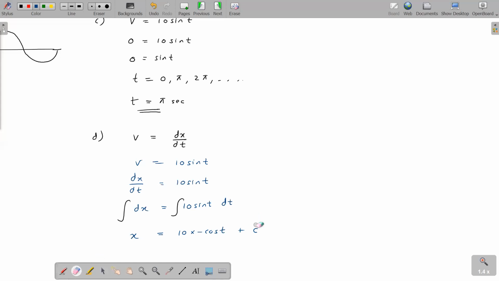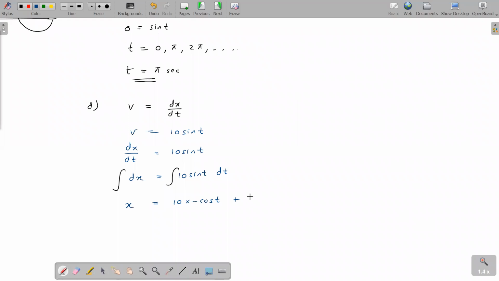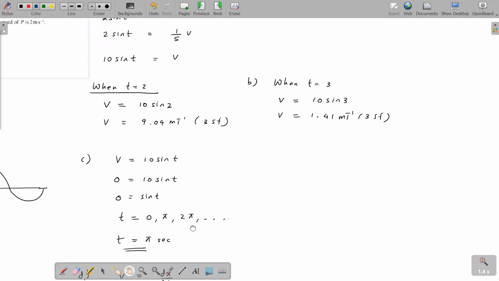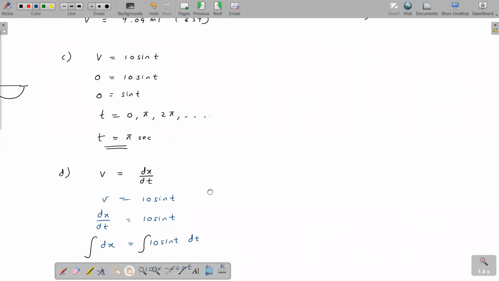In this case, don't use c because we used c previously also, right? Shall we use a different constant? Plus k. So x equals minus 10 cos t plus k. I'm using k for the arbitrary constant because we used c previously. Okay, the integration is done. Now the task is to find the arbitrary constant. How do you find it? We have the initial conditions. What are the initial conditions? At time 0, velocity is 0, x is 0. These are the boundary conditions that we can use to find any of these constants.